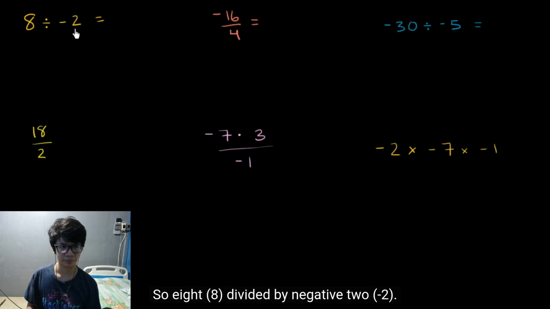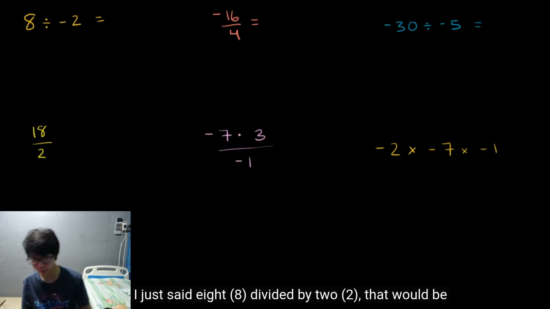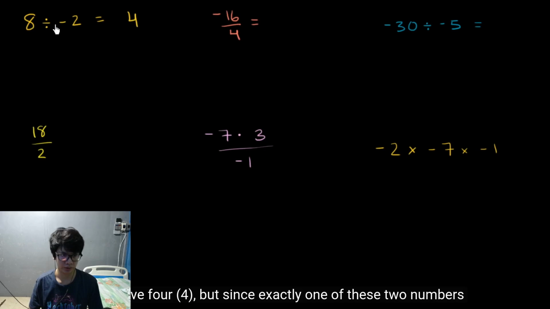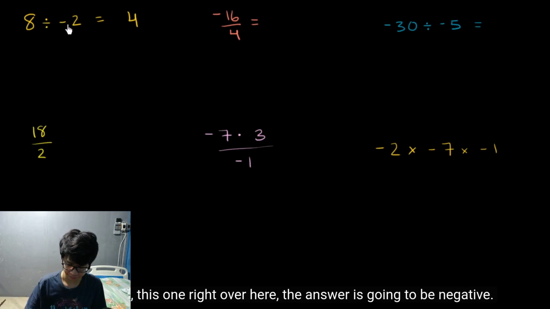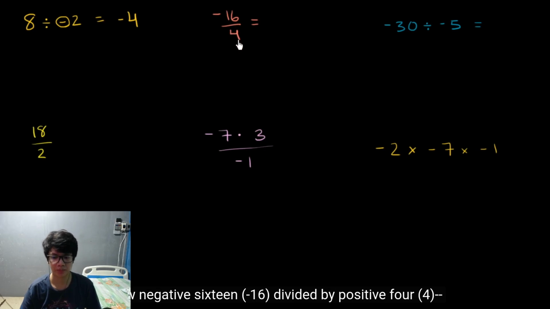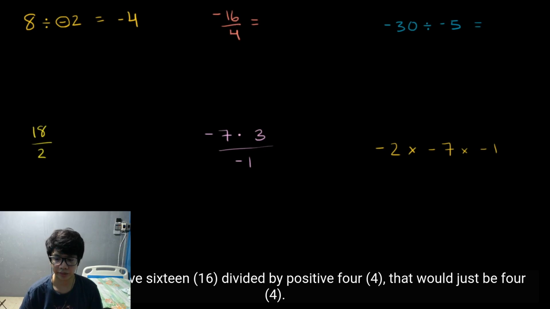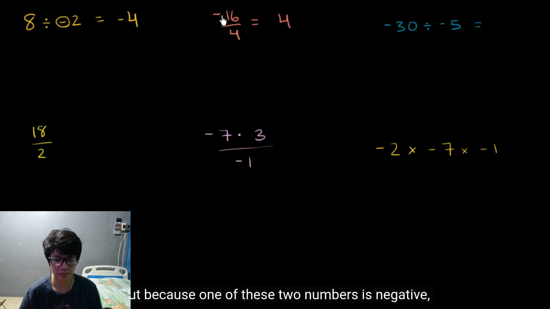So 8 divided by negative 2. If I just had 8 divided by 2, that would be a positive 4. But since exactly one of these two numbers is negative, this one right over here, the answer is going to be negative. So 8 divided by negative 2 is negative 4. Now negative 16 divided by positive 4. We have to be very careful here. If I just had positive 16 divided by positive 4, that would just be 4. But because exactly one of these two numbers is negative, I'm going to get a negative answer.